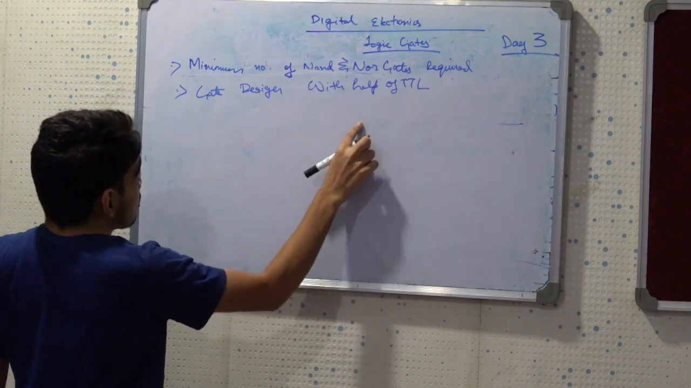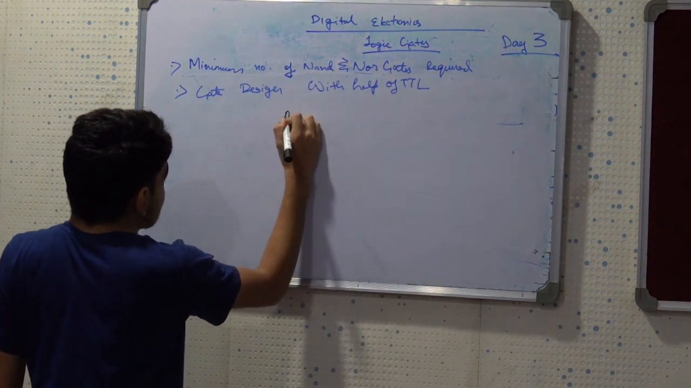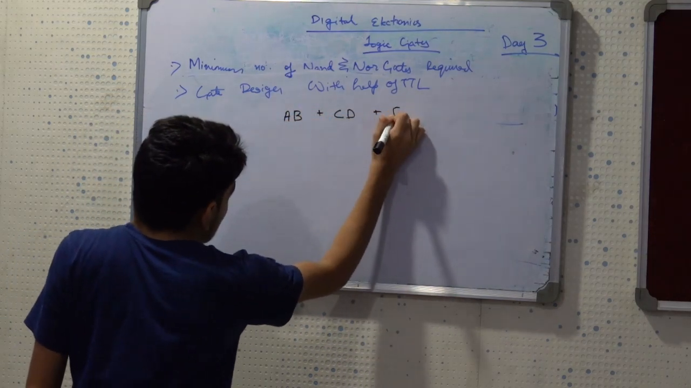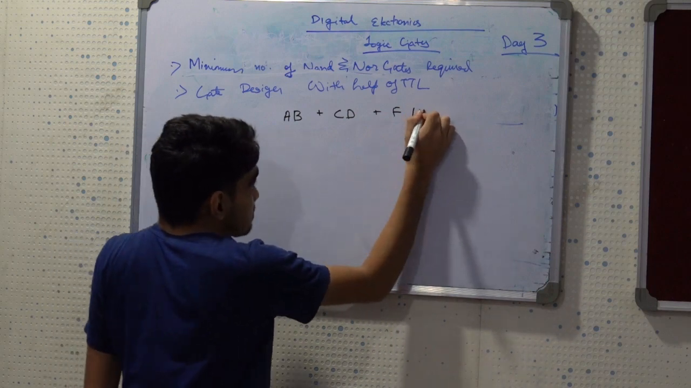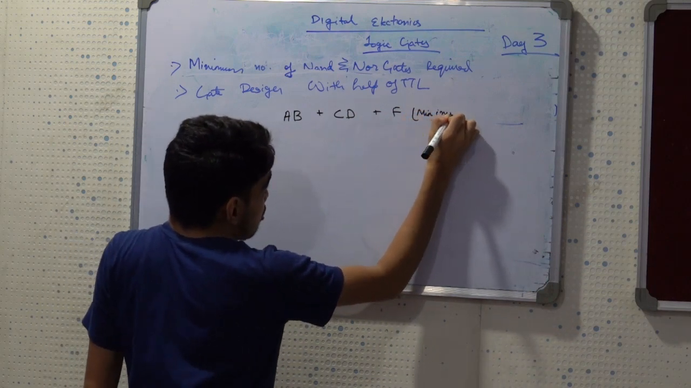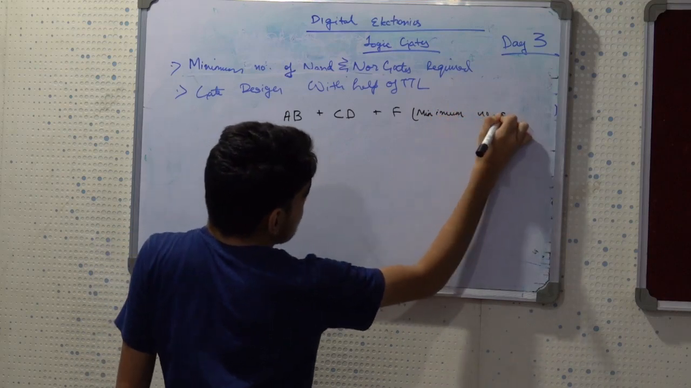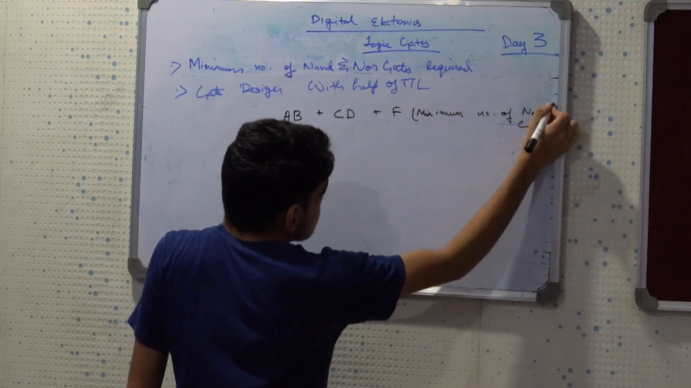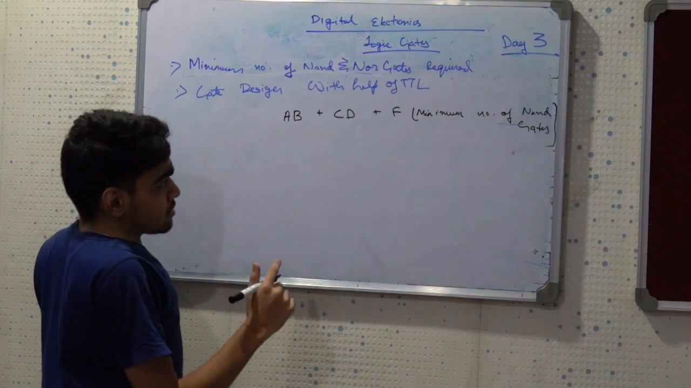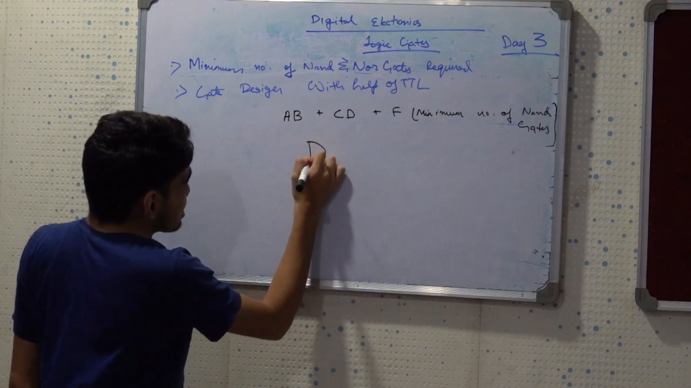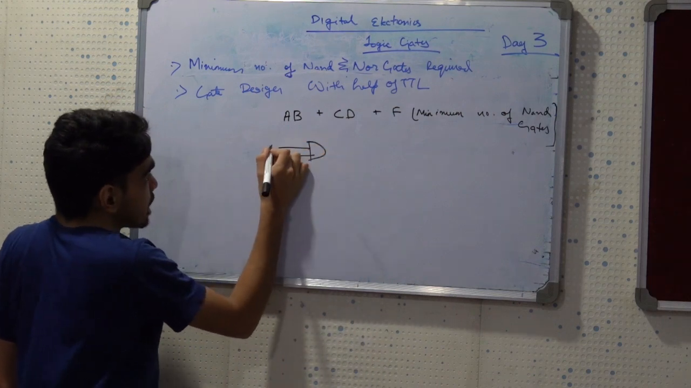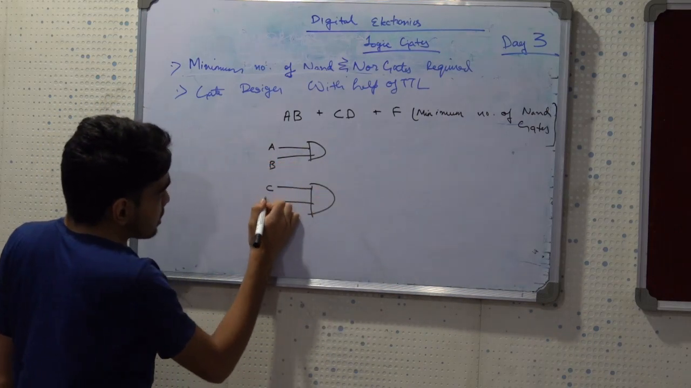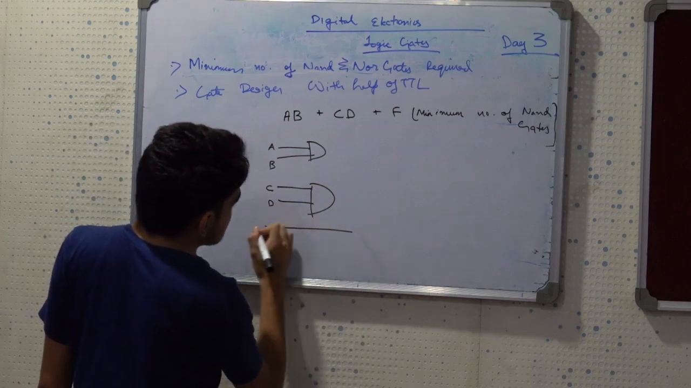So, for example, if I have a particular expression AD plus CD plus F, and I want to find the minimum number of NAND gates. Let me write it in the usual AND-OR logic, where I take two inputs, A and B, then another two inputs, C and D, and then an input F.